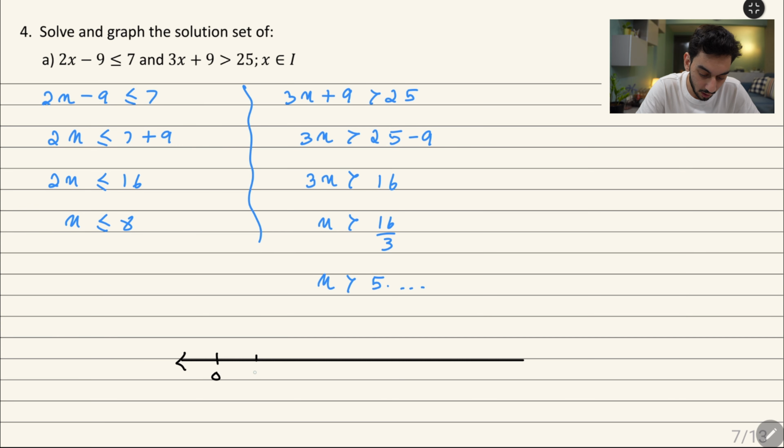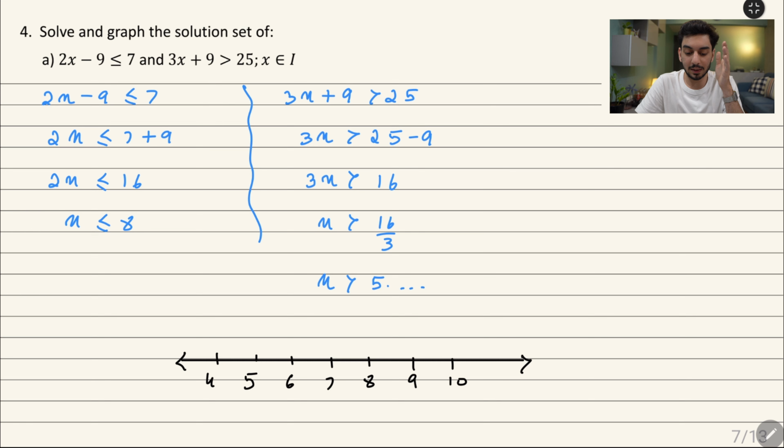So 1, 2, maybe we can take 2 steps, or maybe 1 step is okay. 0, 1, 2, 3, 4. You see, that's the problem. If I start from 0, I won't have any space over here. So I'll start from 4. Okay, 4, 5, 6, 7, 8, maybe 9 and 10. That is fair enough. Okay.